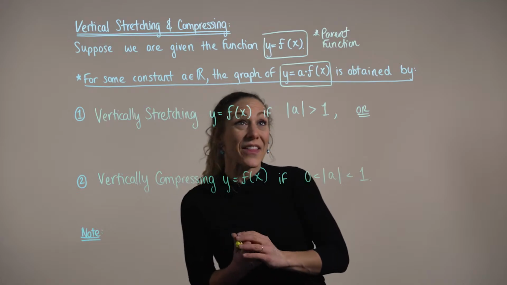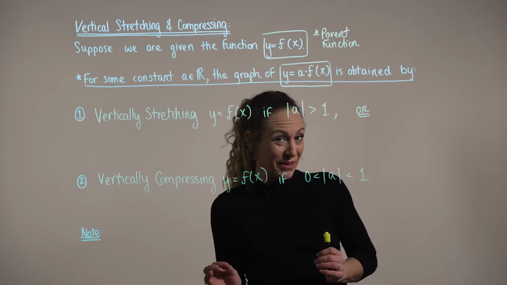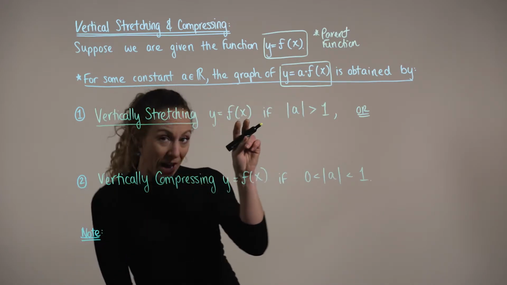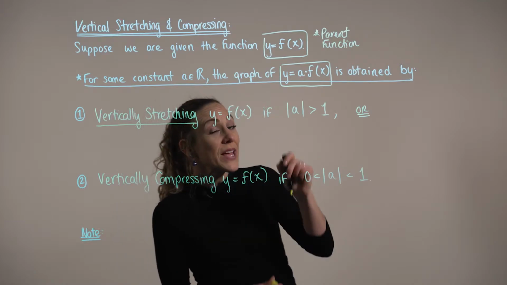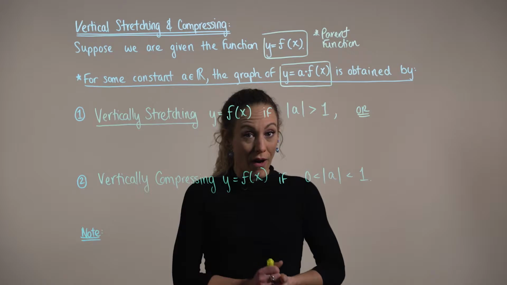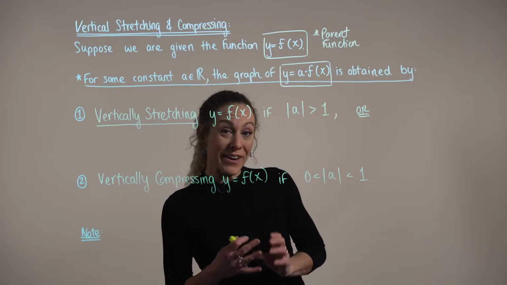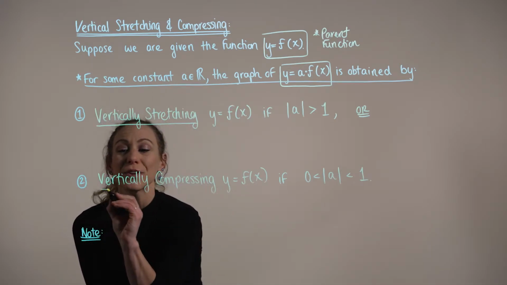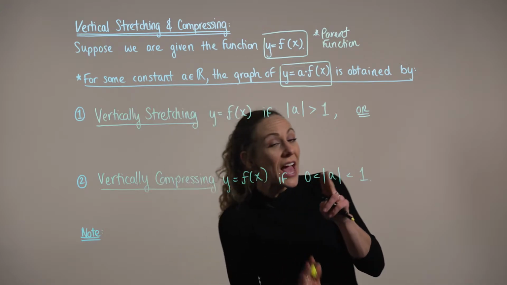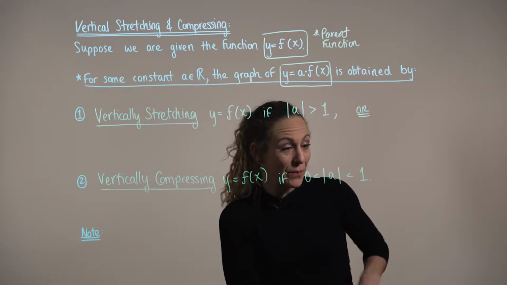So we can say that the graph of y is equal to our constant a times our parent function can be obtained by vertically stretching the graph of the parent function if we have that the absolute value of our constant a is greater than 1. Or we can say that this graph a times the parent function can be obtained by vertically compressing the graph of our parent function if the absolute value of our constant a is strictly greater than 0, but strictly less than 1.